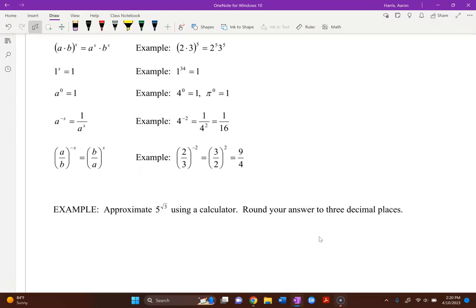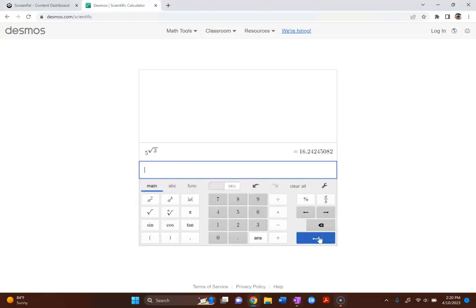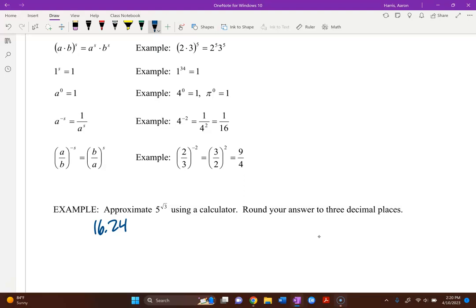So if I go back, 16.2424582. I'm going to round to 3 decimal places. So right there, notice to the right is a 4. So we're just going to leave it as a 2, right? If that 4 would have been a 5 or bigger, we'd have rounded it up.